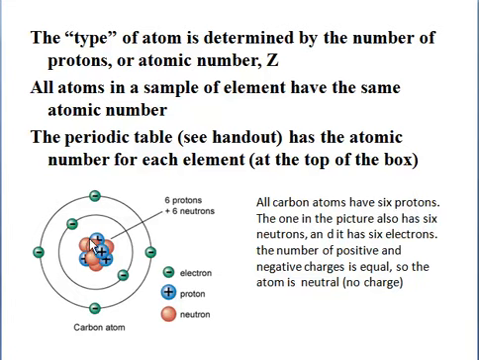The one in the picture also has 6 neutrons, and it has 6 electrons. Since it has 6 electrons, the number of positive and negative charges are equal, and the atom is neutral, just as we discussed on the last slide.